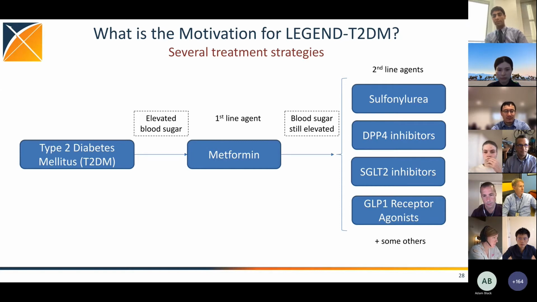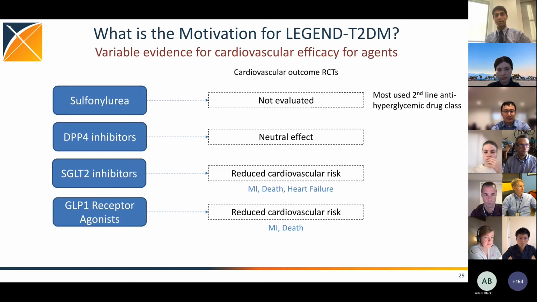There are many drugs in these classes, and within these classes there are individual drugs. We focus on 4, which are the most widely used drug classes. The key aspect I want to highlight is that all these drugs have an effect on blood glucose control and are used effectively for that indication. There is substantial variability in how they affect cardiovascular risk. The most commonly used second-line drug, sulfonylurea, which increases the secretion of insulin from the pancreas, has never been evaluated in large-scale cardiovascular outcomes RCTs, because that was never the strategy of evaluating these drugs.